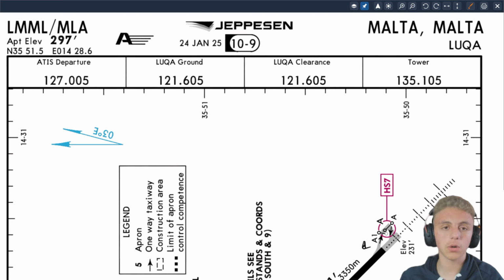Over here we have the ICAO and IATA code of Lima Mike Mike Lima, or MLA, Mike Lima Alpha. We have the airport elevation, 297 feet above sea level. And here we have the latitude and longitude coordinates given from the ARP, which is something I will come to when I start explaining the plane view. Pretty much, it's where the heart of the airport is and where it's given. It's usually tried to be between or on a runway.